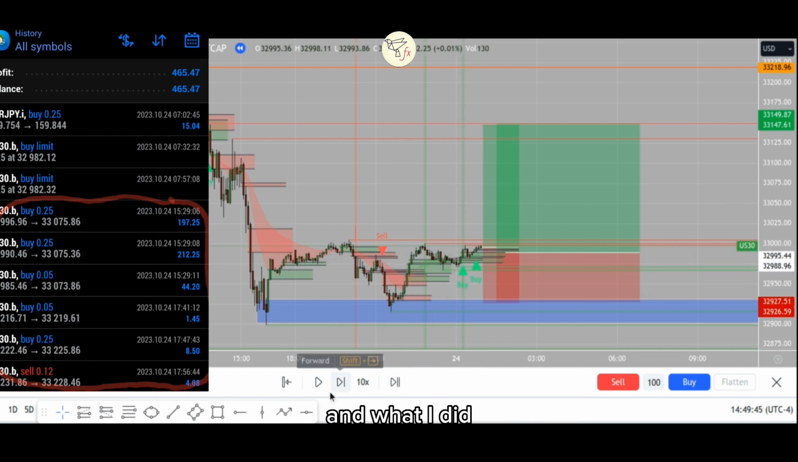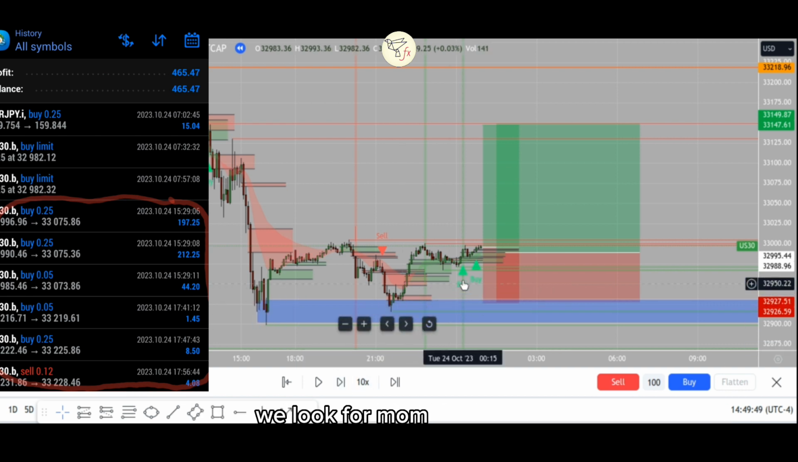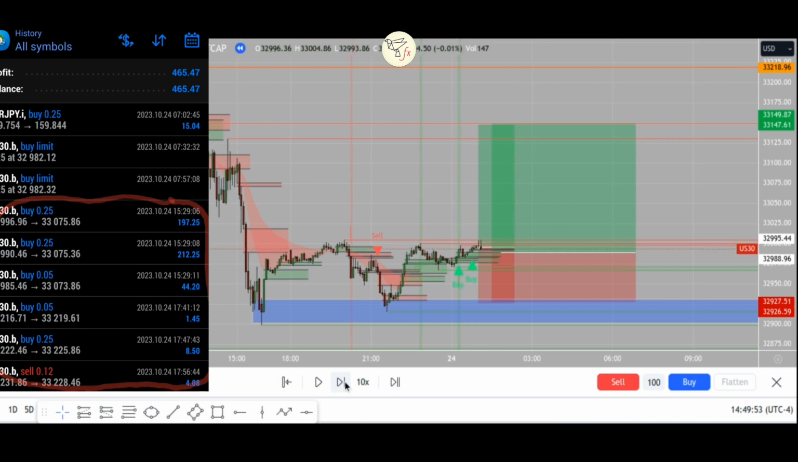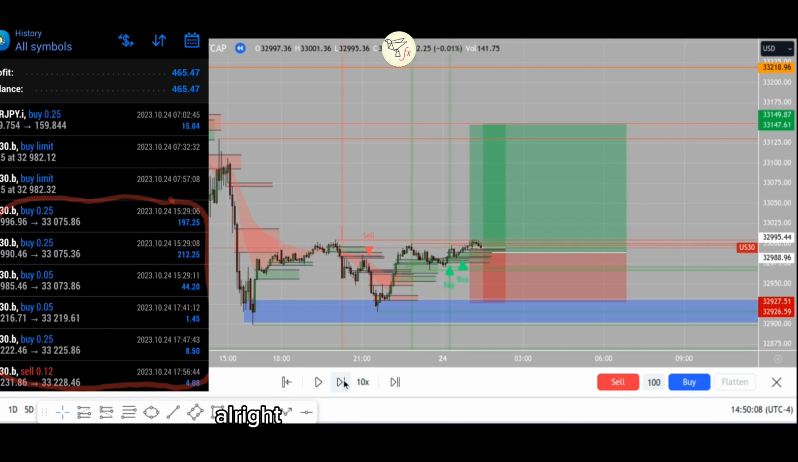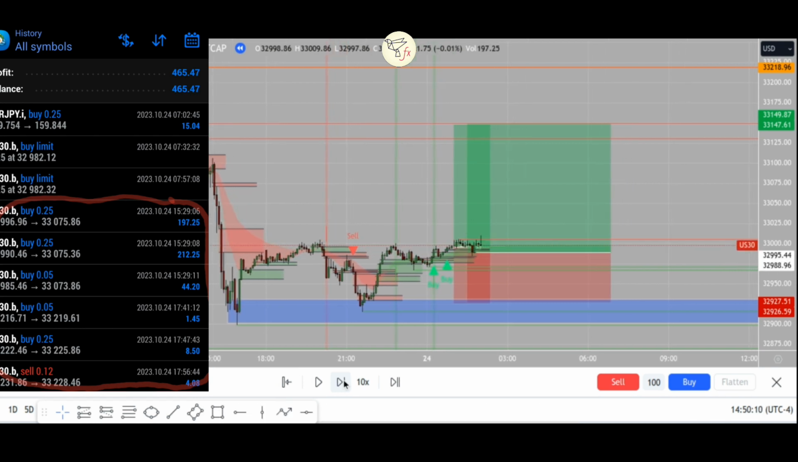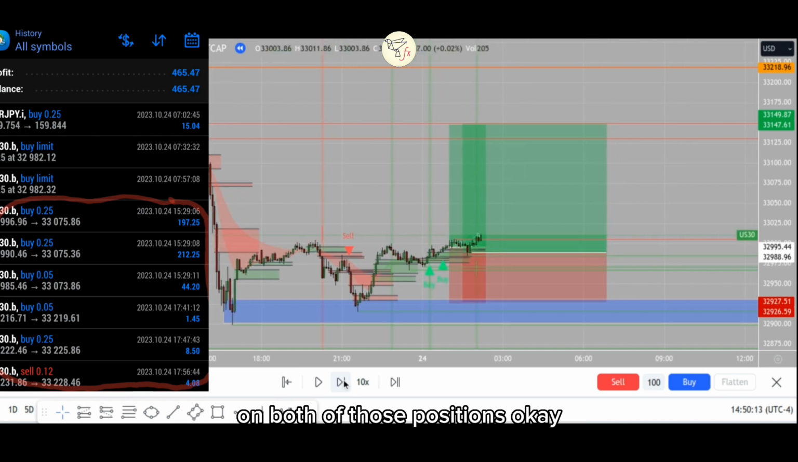Basically, we wait for a break of structure and we look for momentum bias, which is right here. Then we look for a break of structure, and that's where we got the break of structure right here. So we got the buy, we have the break of structure right here, and this is where I entered the market after it pulled back into these zones over here. All right, so that's my entry on both of those positions. That's basically how our trading system works.